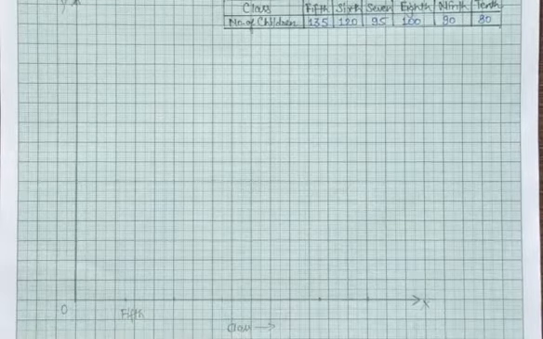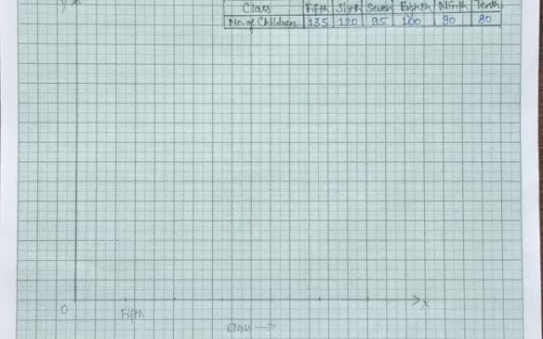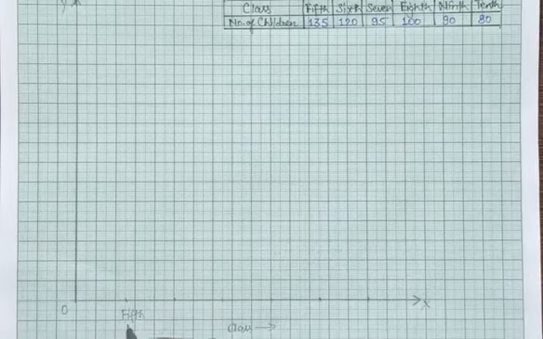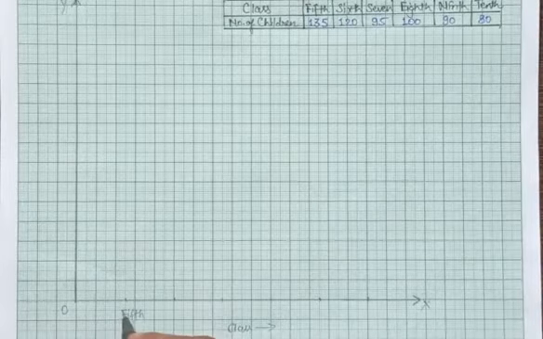For your convenience, we are using a pen, but students, you have to draw the bar graph with the help of a pencil only. So this point represents the class 5th.